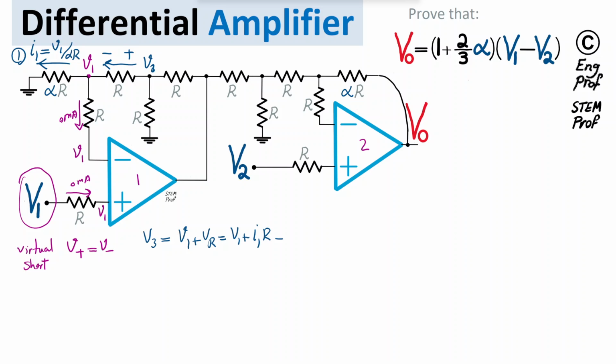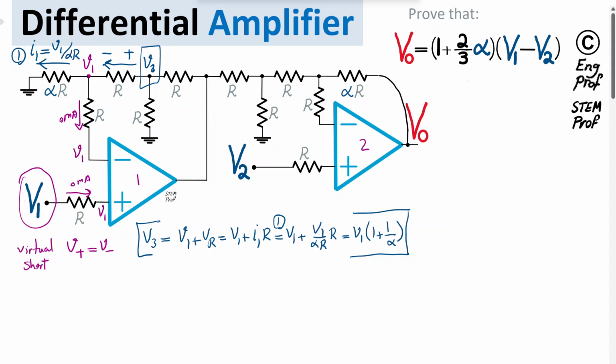So I'm going to just substitute for these. V1 plus V1 over alpha R, that's the value of current from equation 1, and then times R. Therefore the outcome becomes V1 times 1 plus 1 over alpha. So this is the value of voltage V3. So we found V3 to be V1 times 1 plus 1 over alpha.